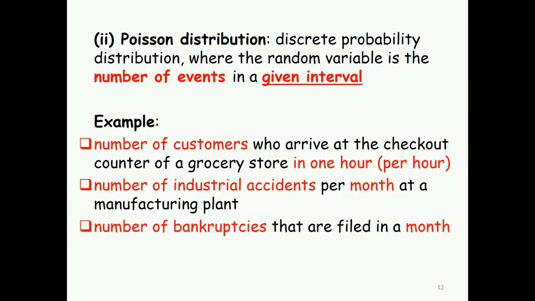Now let's go to Poisson. The most important thing about Poisson is the number of occurrences, or the number of events, in a given interval. Always a given interval. An example: the number of customers in 1 hour. How many customers come in 1 hour? So in an interval of 1 hour, the number of customers is 0, 1, 2, 3, 4. The number of industrial accidents per month, in a given period of time. Events means occurrences, like the number of bankruptcies in a month. All these kinds of things, you count them, but in a given time, it is Poisson distribution.